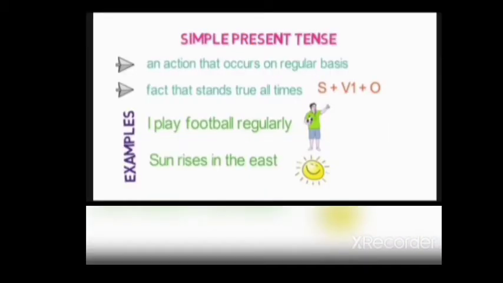First, we will look into all the simple tenses. Simple present tense. It refers to an action that occurs on a regular basis or a fact that stands true at all times. Sentence structure of it is subject plus verb's first form plus object. Let's see an example of a regular action.